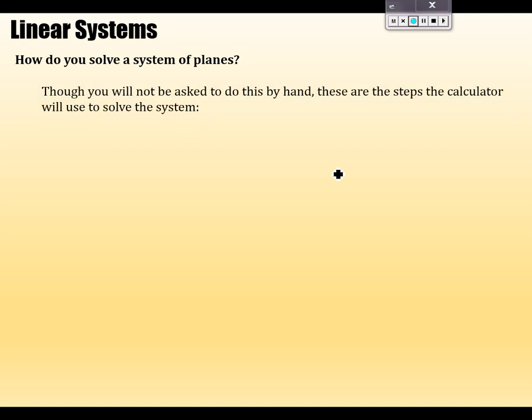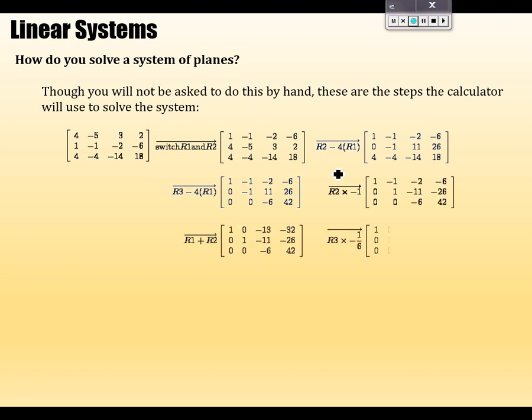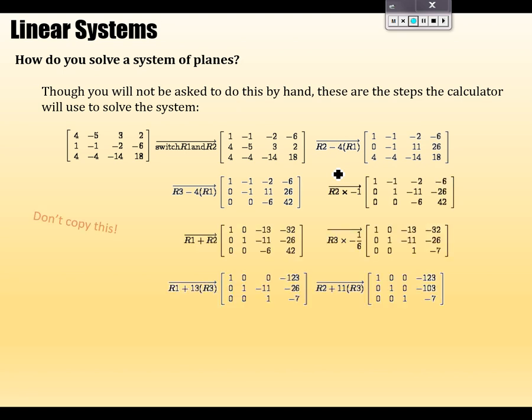And I will show you how to do that in a second. Here it is again. Can you see that from where you are? 4, -5, 3, 2, 1, -1, -2, -6, 4, -4, -14, 18. Okay. You don't need to copy this. I just want to show you what's happening inside your calculator, this algorithm as it runs, okay? And this is in fact what you would do too if you were doing the elimination algorithm. I just want to make sure you understand that, like you could teach a computer this.